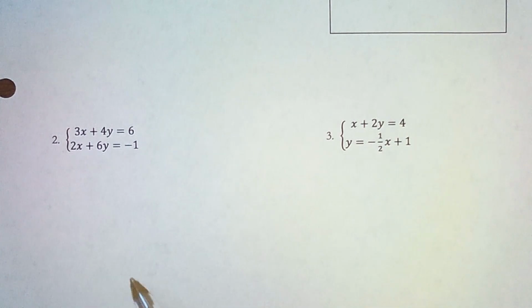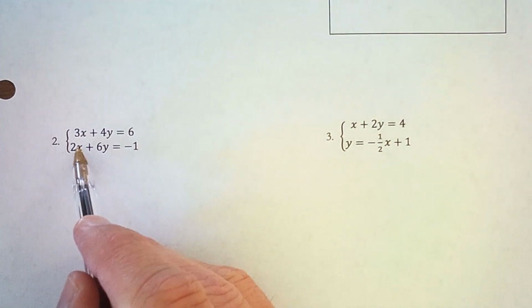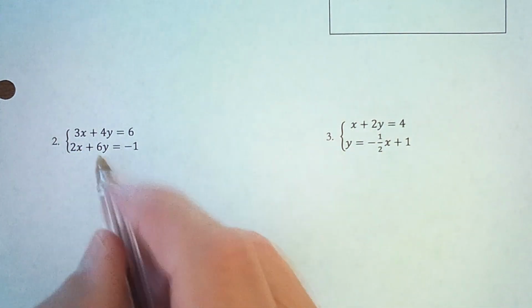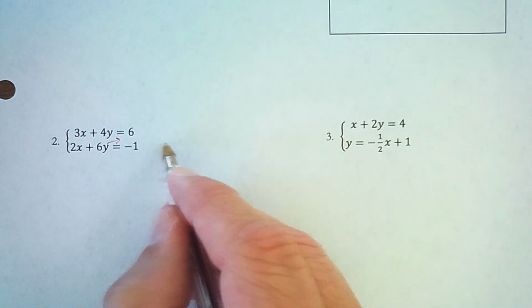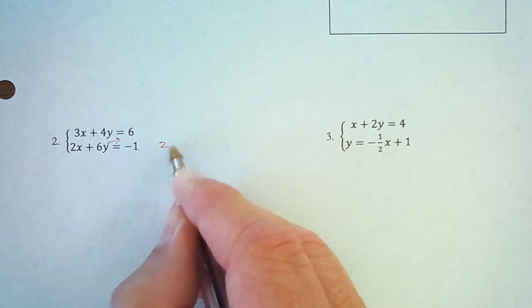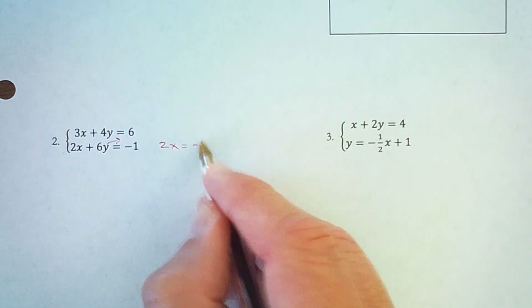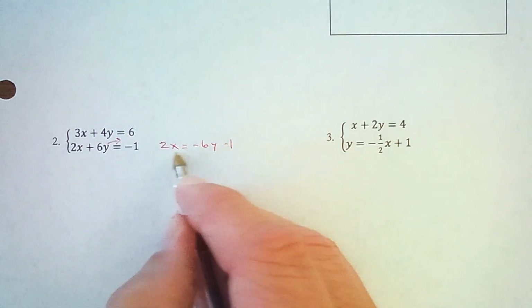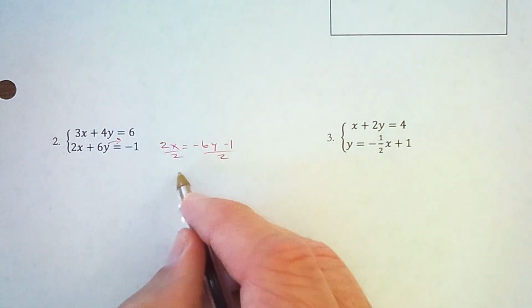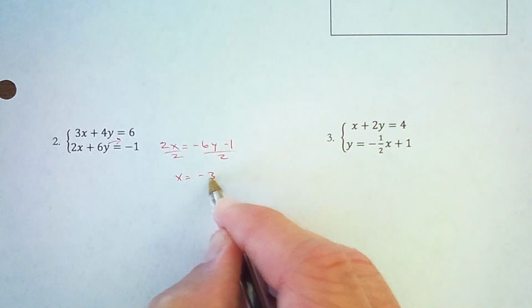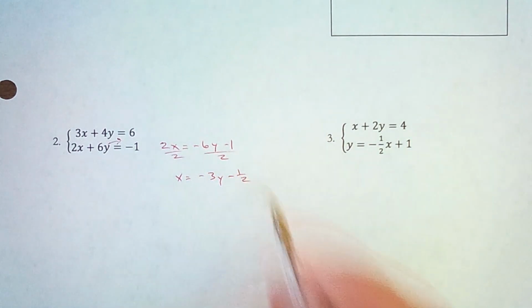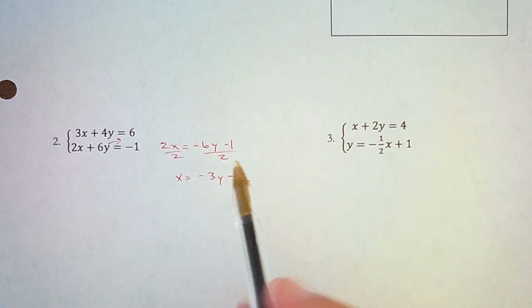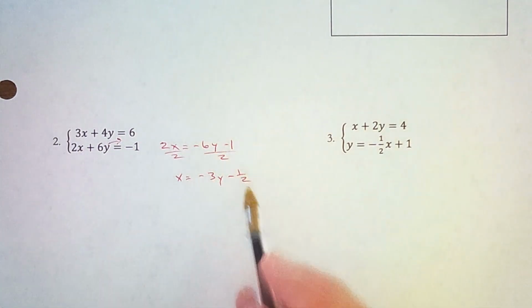Okay, now on number 2, there is not a variable that is by itself. So how about we'll take this bottom equation and solve it for x. So I'm going to move this over and get 2x equals negative 6y minus 1. And if I divide everything by 2, I get x equals negative 3y minus 1/2. Okay, so I have solved the second equation for x.